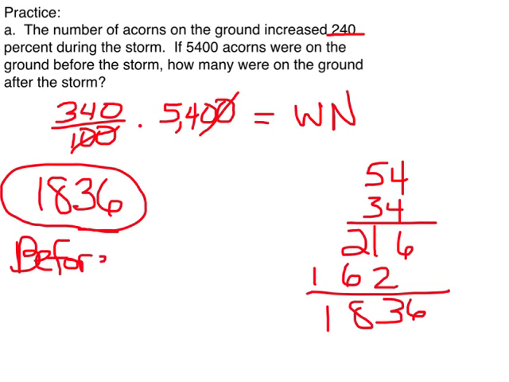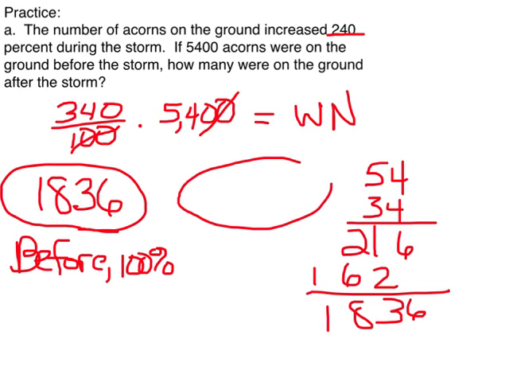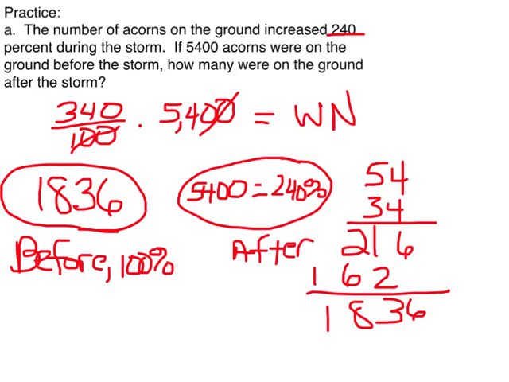So basically, the number of acorns before the storm, when it was just 100%, was 1,836. But when it went up 240%, it became 5,400. So you see, that's the after, and it's a one-part diagram.